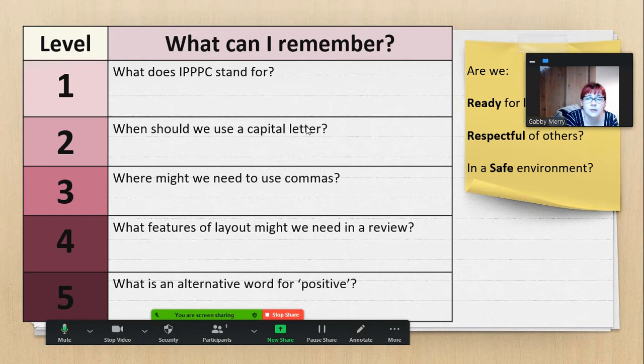For questions 2 and 3, we're going to discuss these further on in the session, so hold on to your ideas and answers. We'll go through them together very soon.